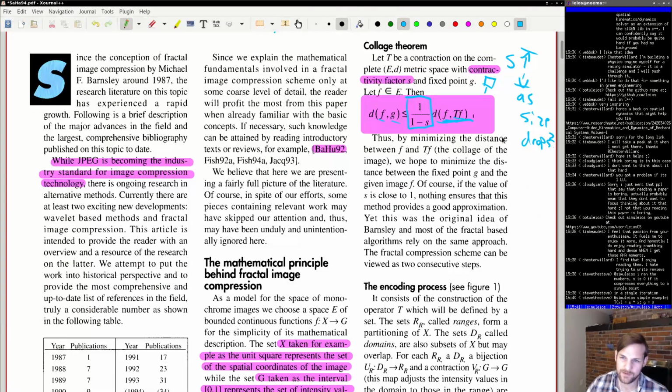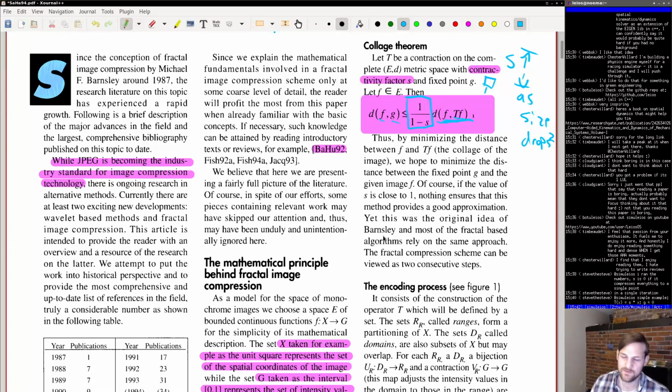So, by minimizing the distance between f and T of s, the collage of the image, we hope to minimize the distance between the fixed point g and the given image f. Okay, I think that's fine. I was getting f and g mixed up, so g is the point and f is the image, but I think that's okay.